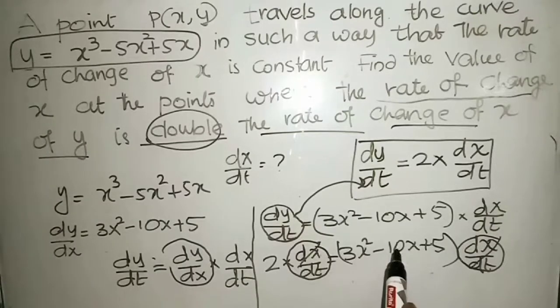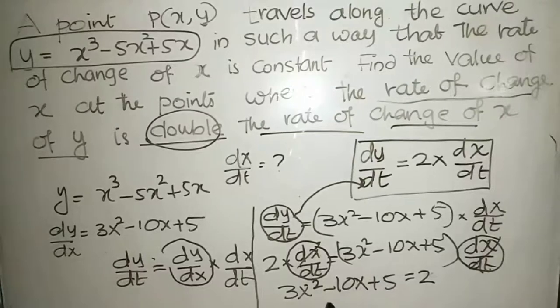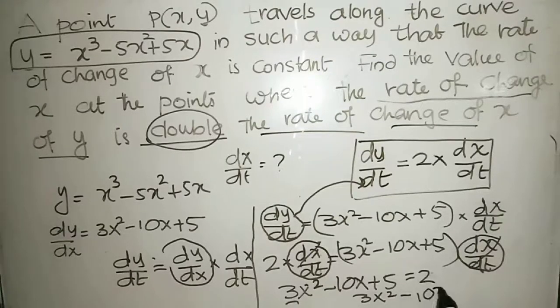3x square minus 10x plus 5 is equal to 2. When you take this 2 to this side, it becomes minus 2. So what will be the answer? Which is 3x square minus 10x plus 3 equal to 0. So we got a quadratic equation. Now what you have to do is solve the quadratic equation.